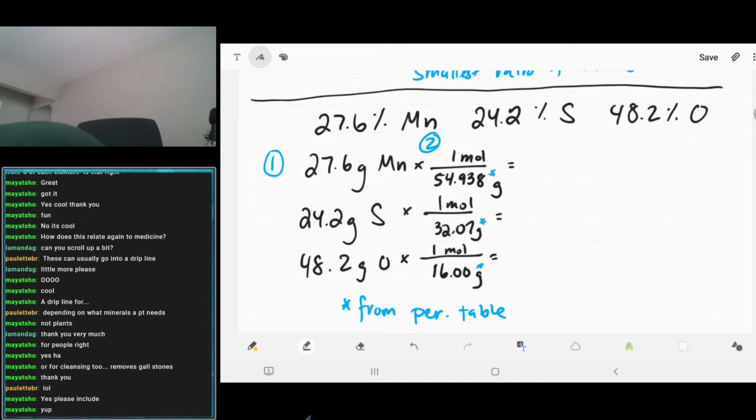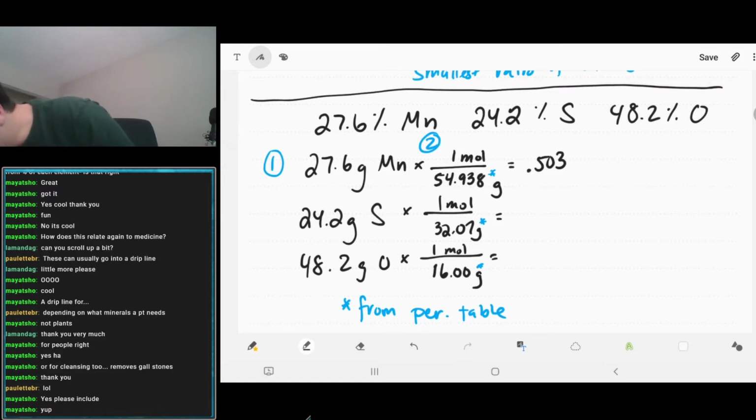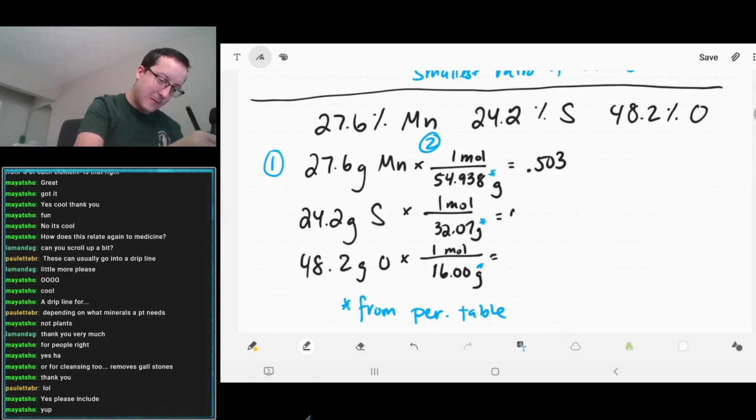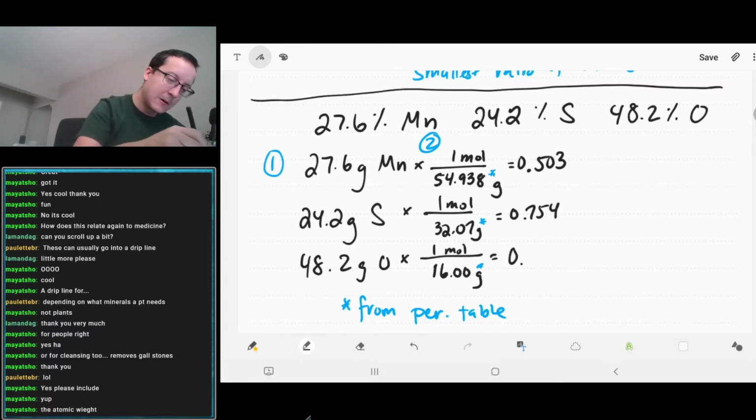Doing the numbers, we're going to get 0.503 and then 0.754. I'll put the 0 there, and then actually this one's going to be bigger, right? Yeah. So these were all the moles, right? Yeah, the atomic weight.